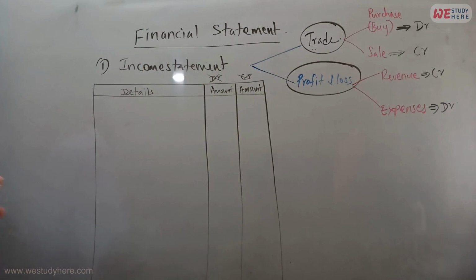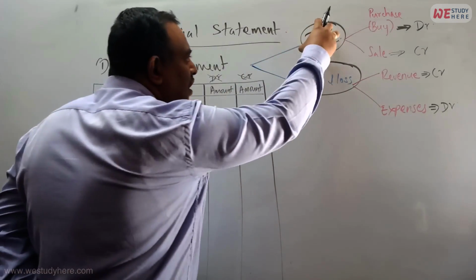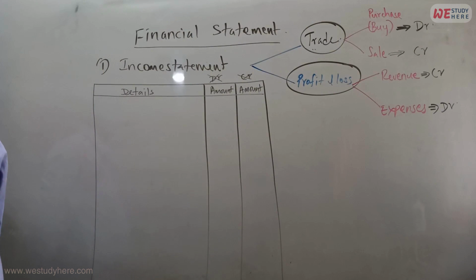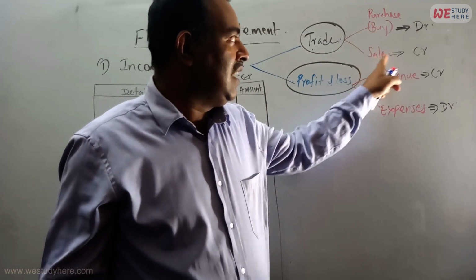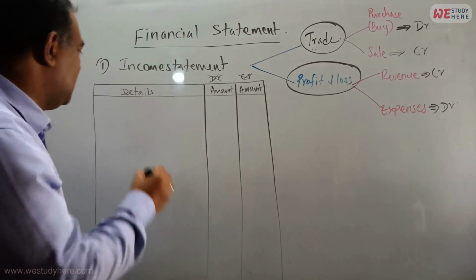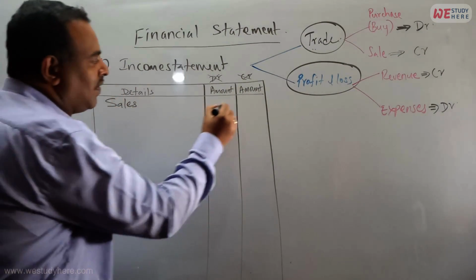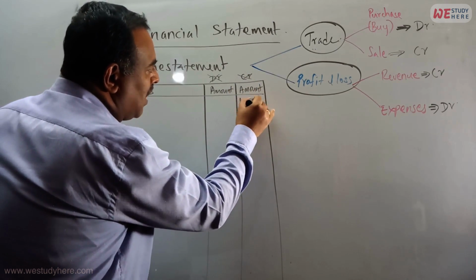Basically, when you prepare the income statement, the first part is the trade account. When you prepare the trade account, you always have to know we should start with the credit balance. Now which is credit here? Sales or purchase? Sales is credit. Now we have to start with the sales. Sales is credit. I just put it under the credit side, let's say 15,000 amount.